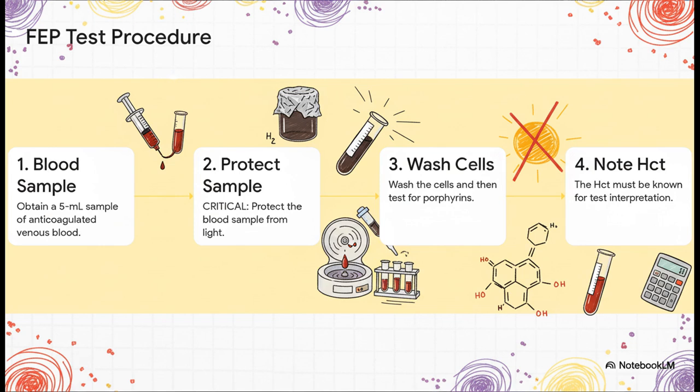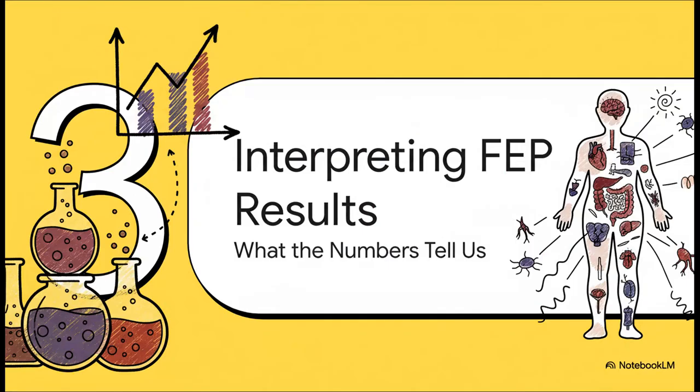All right, for all you future lab pros out there, listen up, because this is huge. The procedure itself looks pretty standard, right? But look at step 2. It's not just a suggestion, it is absolutely critical. Porphyrins are incredibly sensitive to light. The second that blood is drawn, that tube has to be protected from light, usually with foil. If you don't, the result can be falsely low and you could miss a diagnosis. And also notice step 4. The result depends on the volume of red cells, so you have to know the patient's hematocrit to get the math right.